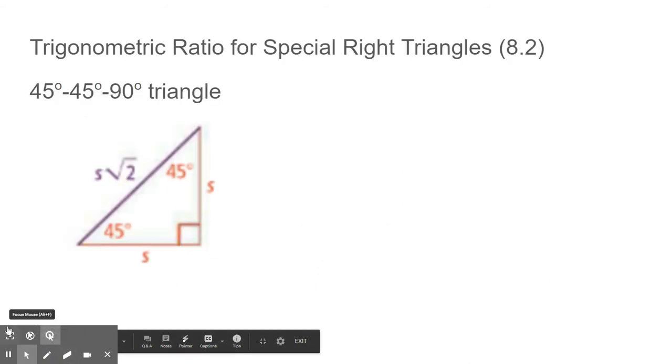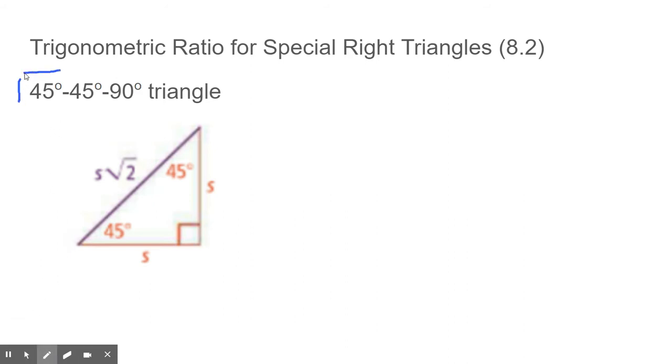So first off, when we talk about 45, 45, 90 triangles, the 45-degree angle is a very important angle that you'll learn later in mathematics. And we use it so often that we have a unit circle devoted to the sine, cosine, and tangent values of a 45-degree angle. So I want to find the value of the sine, cosine, and tangent of this 45-degree angle. So I'm going to label this picture.